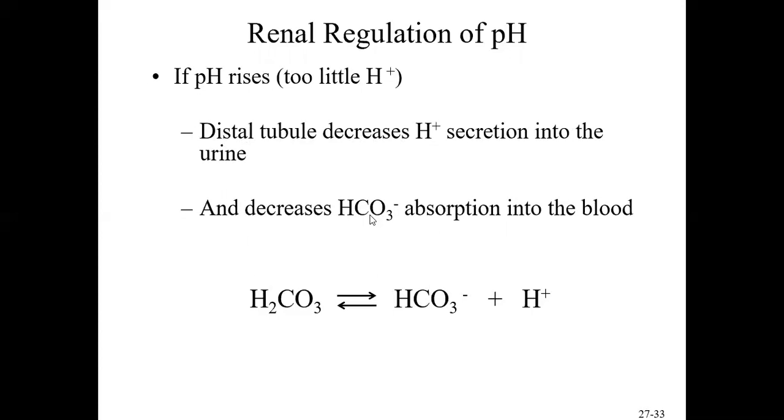And then the other scenario is if the pH rises. The problem here is you have too few hydrogen ions. You can just do the opposite. You need to slow down the hydrogen ion secretion to the urine. You need to hold on to more of it. And you can also decrease your bicarbonate absorption into the blood.